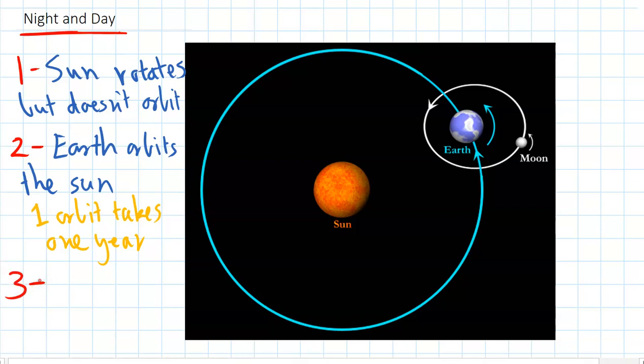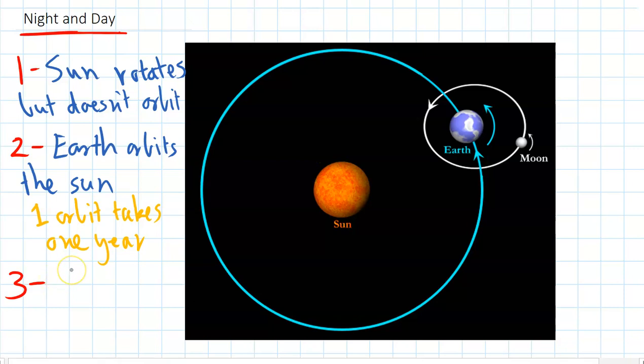So that means if you've lived on Earth for, how old would you be, 12 years, then that means you've orbited the Sun 12 times. And when it's your 14th birthday, that means you will have orbited the Sun 14 times. And I've orbited the Sun 31 times.